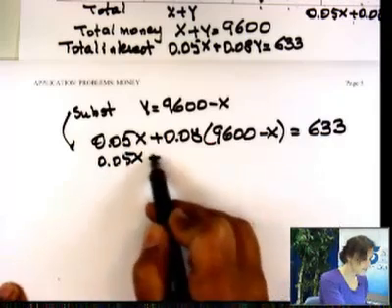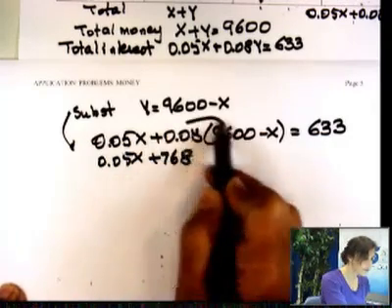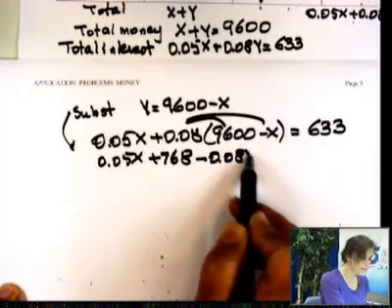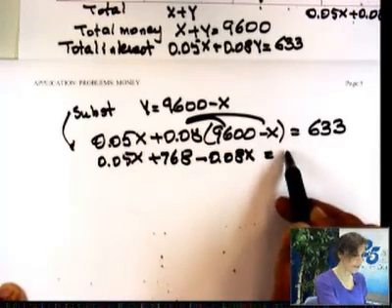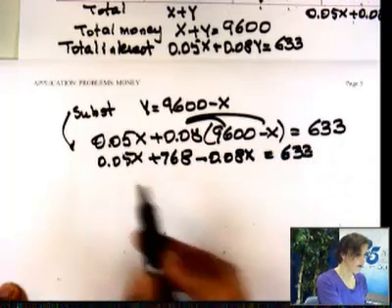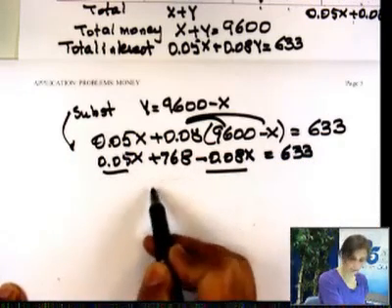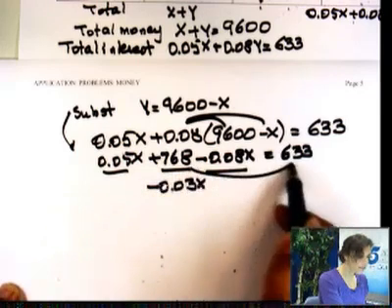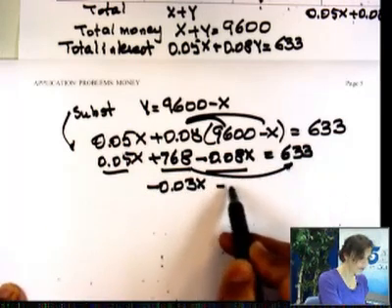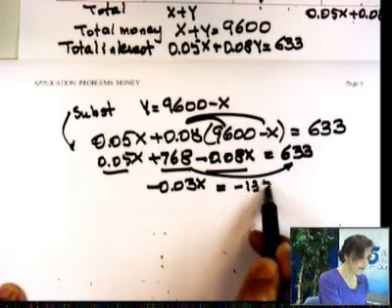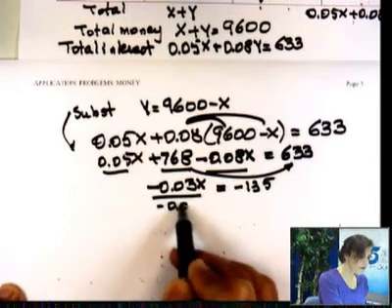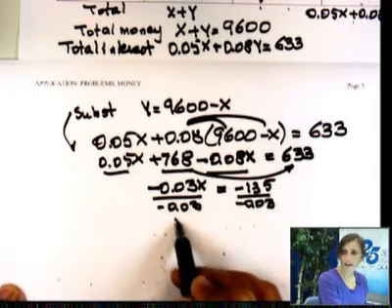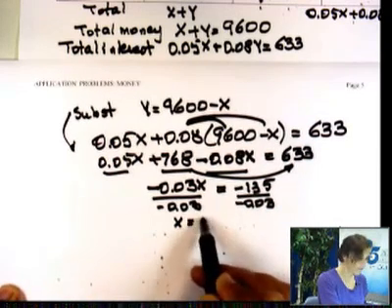Work this out. Let me open this up more. Okay, this one is giving me 768 when I multiply these two. And then when I multiply that one, I'll get 0.08x. That's 633. All right, so let's put these two together. It's going to give me negative 0.03x. And move this on the other side. That's going to give me negative 135. Divide both sides by negative 0.03. What am I going to get? I did that in my handy calculator. X will be 4,500.